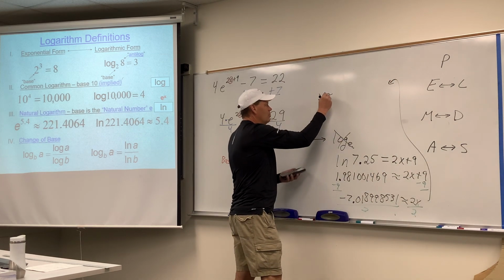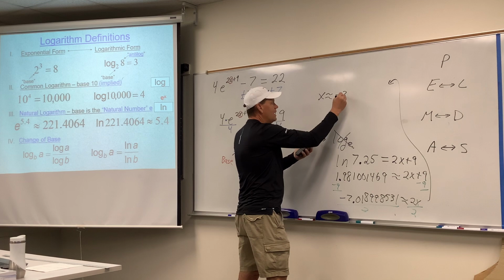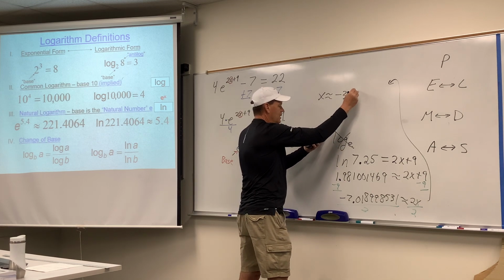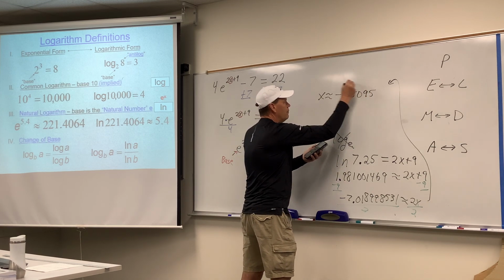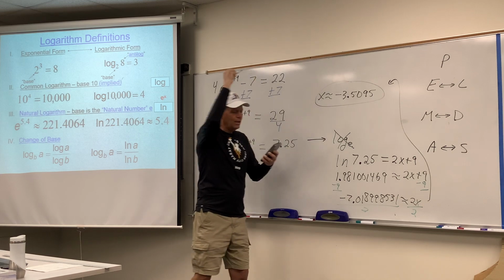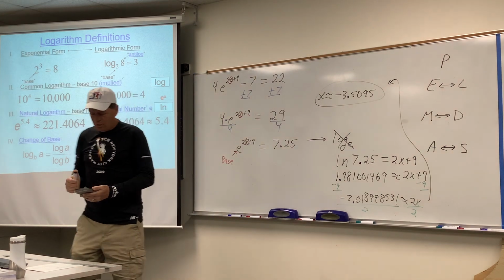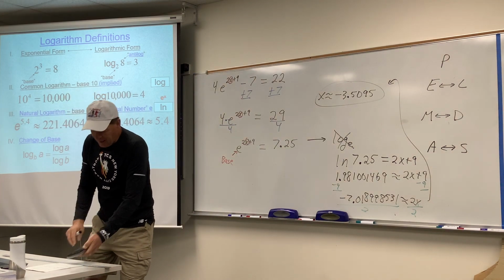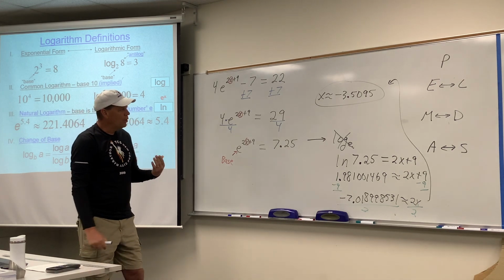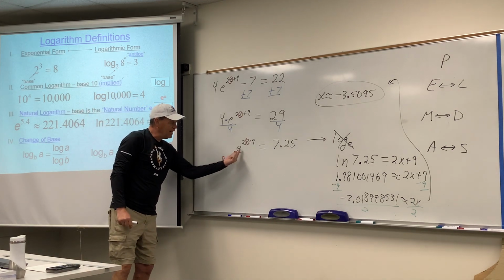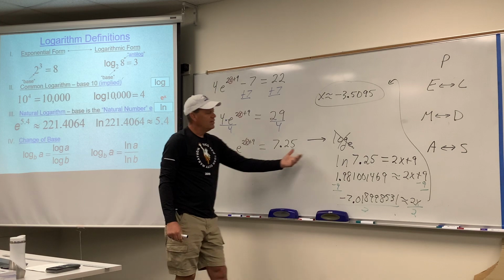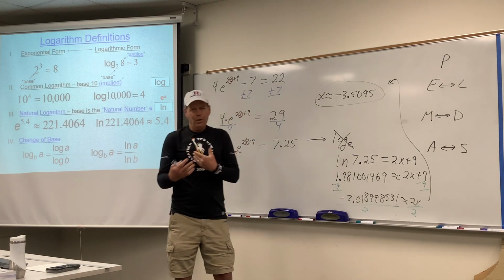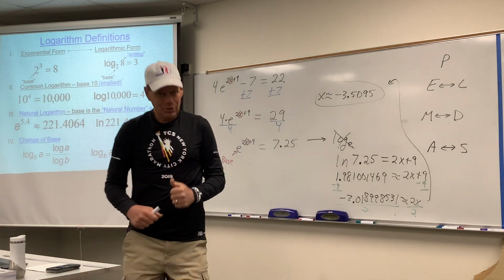X ends up being approximately negative 3.5095. And there you go. So again, that was using inverse operations to isolate a variable, and remembering that the inverse of an exponential equation is a logarithmic. We will continue practicing. Good job, everybody.